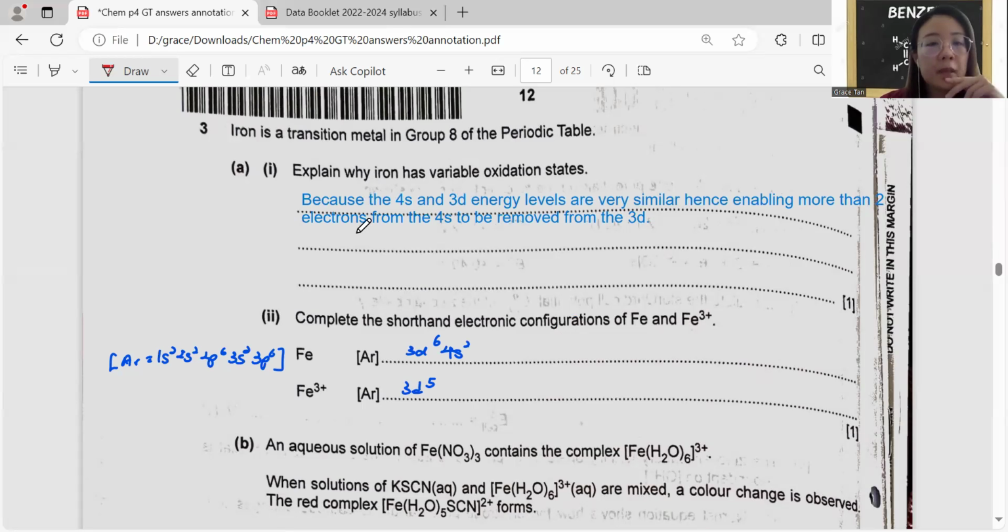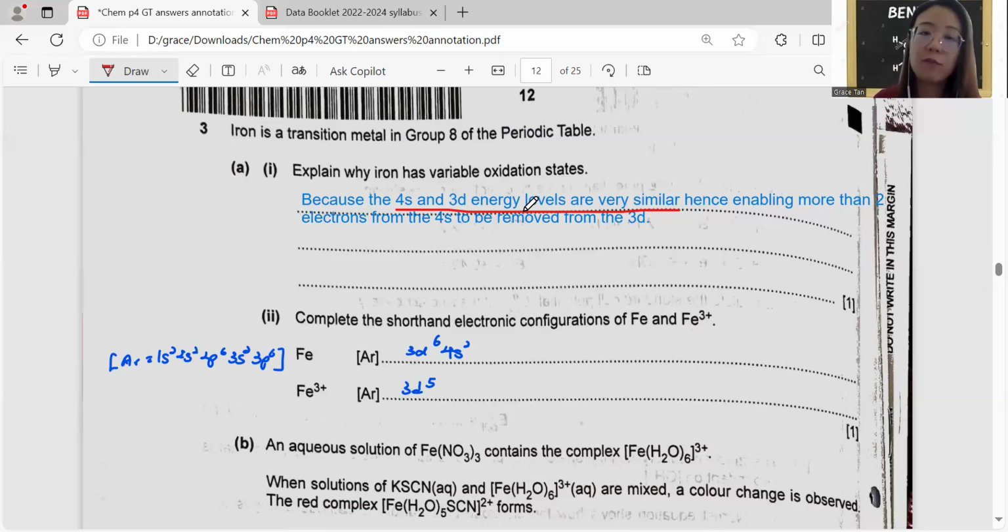There are 4 chemical properties of transition elements. I hope you know by now. Number 1 is they can have variable oxidation states. And why? The answer is because the 4s and the 3d energy levels are similar. Hence, after removing the 4s2, you can continue to remove more electrons from the 3d. If you can only remove from 4s2, the maximum you can go is 2 plus after donating 2. But you can have 3 plus, 4 plus, and 5 plus in transition elements. It means that you can donate the 3rd, the 4th, the 5th electrons.